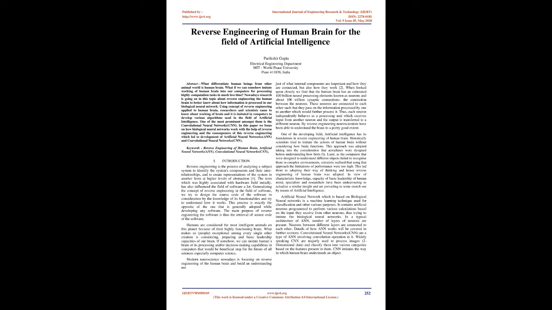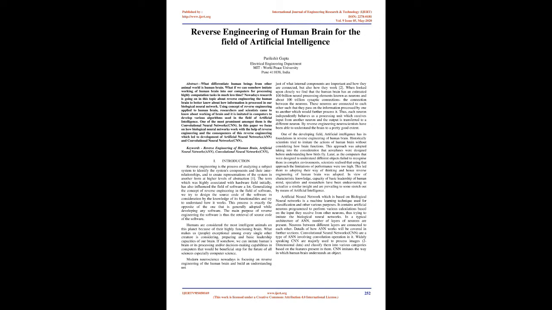Historically, scientists tried to imitate the actions of the human brain without considering how the brain functions. This approach was adopted taking into consideration that aeroplanes were designed before understanding how birds fly. Later, as the computers that were designed to understand different objects failed to recognize them in complex environments, scientists realized that using that approach the limitations of performance were too high. This led them to change their way of thinking, and hence reverse engineering of the human brain was adopted.